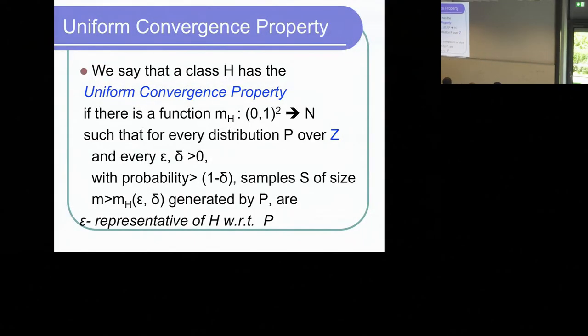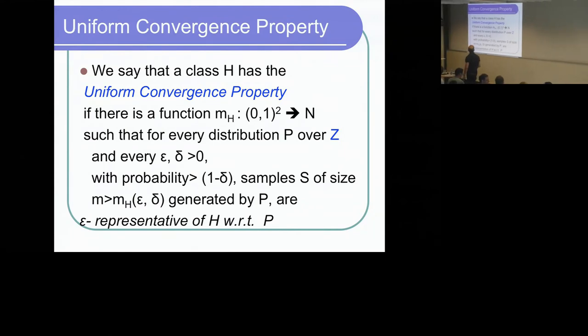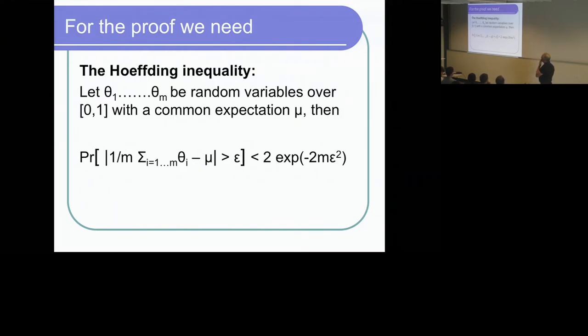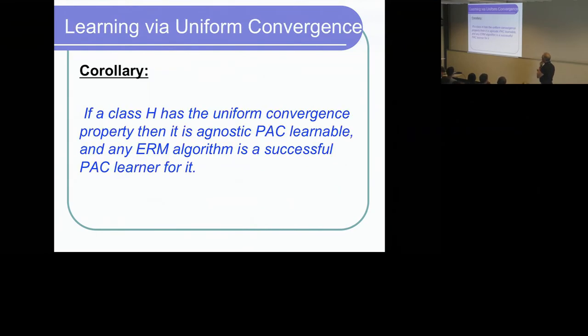Okay, so let's see what we can still do in the remaining 10 minutes. We have this notion of the uniform convergence property, and the corollary is that if the class has the uniform convergence property, then it is agnostic PAC learnable. If it has this nice property that samples become eventually representative, we can learn it. And now we want to prove that some classes have this property.